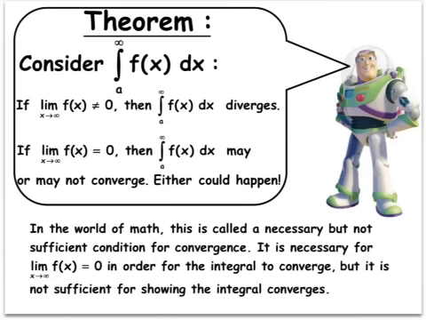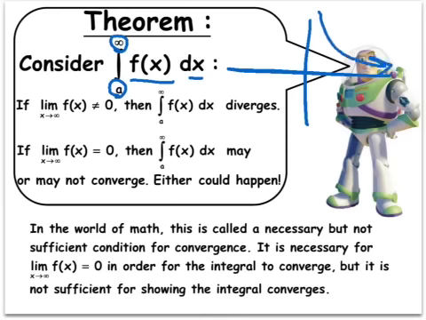Let me leave you with this last slide here. It's a little bit of a theorem. I don't know if that's the right name for it or not. But consider the improper integral from a to infinity of f of x dx. One thing we did notice is that if we want our improper integral to converge, the only way that it even has a chance of converging is if the integrand, when graphed, tapers off as x goes to infinity. It has to taper off as x gets large.